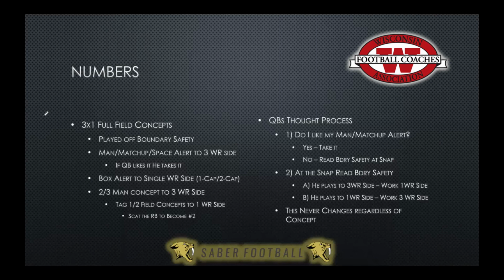We're going to have a man matchup / space alert to our 3 receiver side. It's going to be to one of the 3 receivers on that side. That means he's running a vertical route of some sort. Typically, it's going to be a go, a seam, or a corner, possibly a post route, depending on the defense that we're playing against. Quarterback always checks this pre-snap, and if he likes it, he takes it right now.